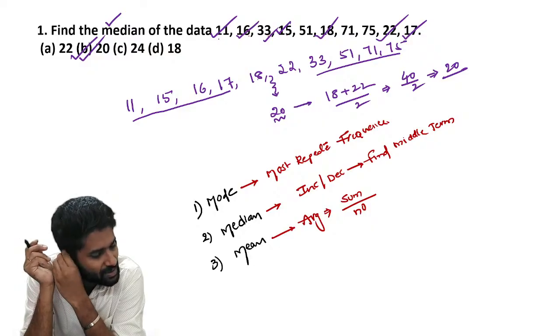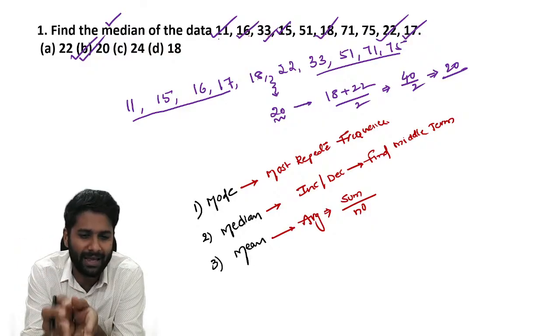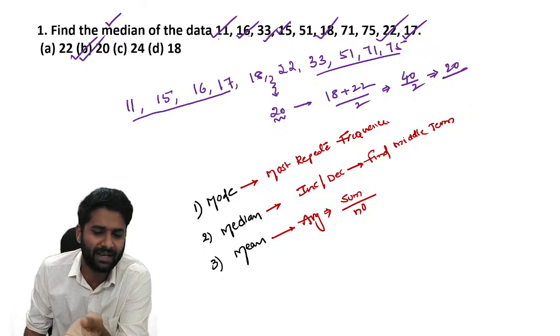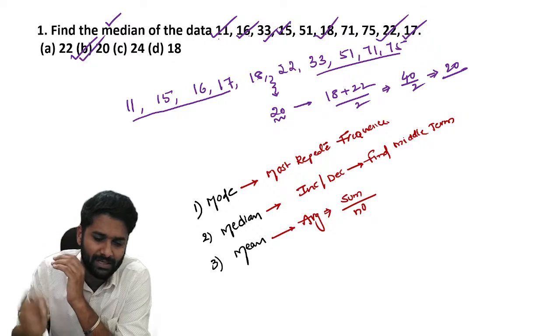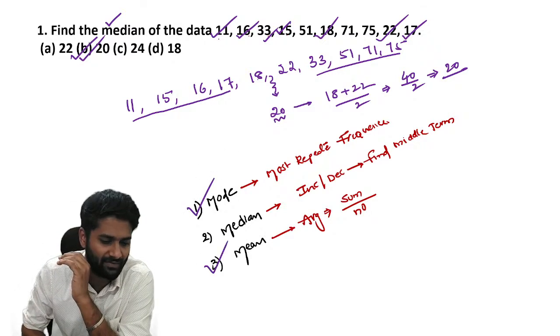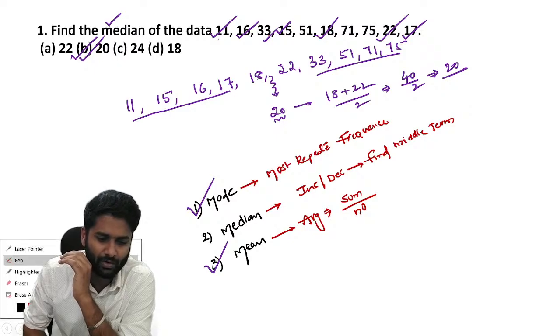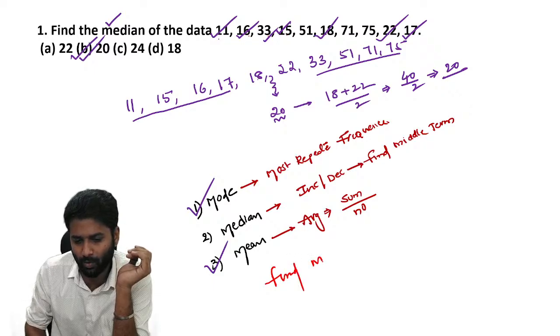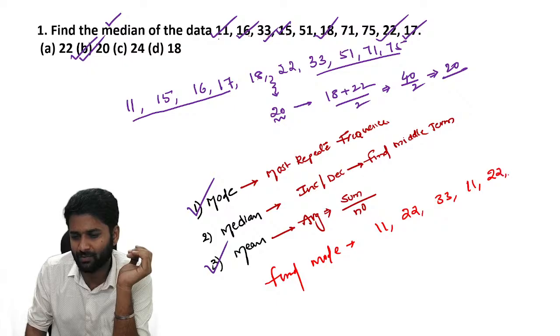See, for median, you arrange these numbers in increasing order or decreasing order, then after arrangement, find the middle term. Mode is the most repeated frequency. Mean is the average. I will give one question, you just tell me. Find the mode. Here the numbers are 11, 22, 33, 11, 22, 11, 44, 89.